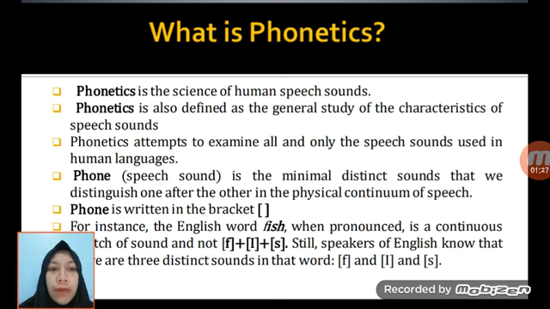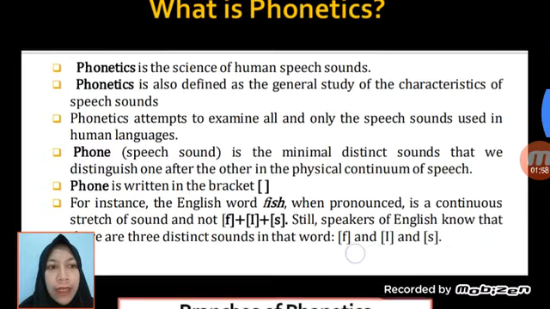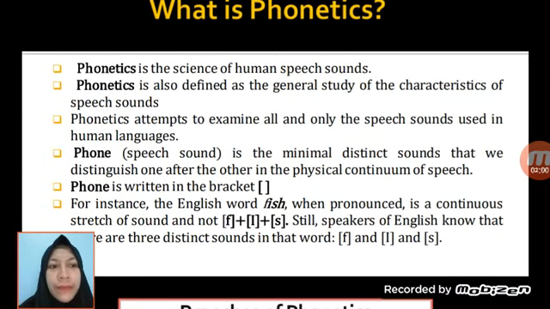For instance, the word fish in English, when pronounced, it has three continuous sounds. The first sound is F, second one is I, and the third one is SH. So we have three sounds. So the phones that we have here are F, I, and SH, and the three of them are written in the bracket like here that you can see.